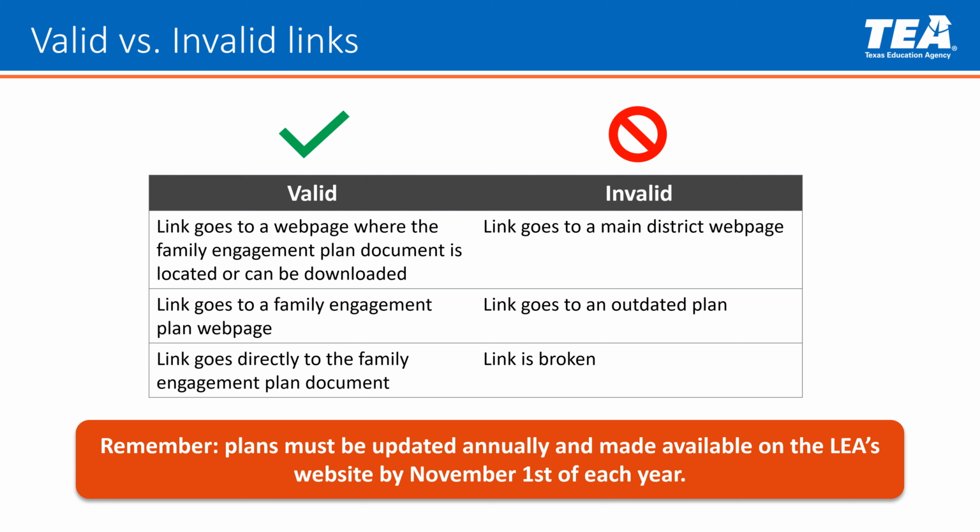An invalid Family Engagement Plan link is one that goes to a main district web page, links to an outdated plan, or is broken. Please remember that plans must be updated annually and be made available on the LEA website by November 1st of each year.